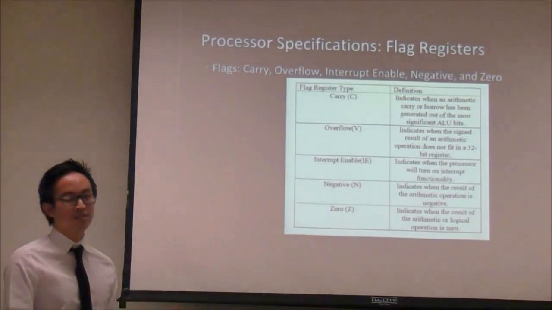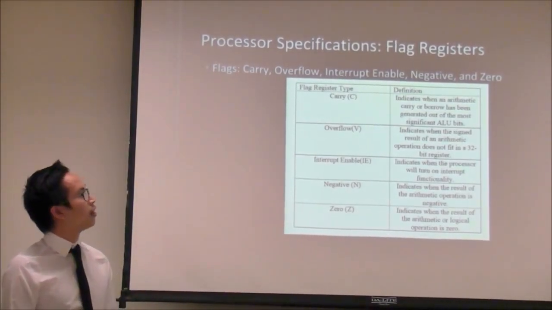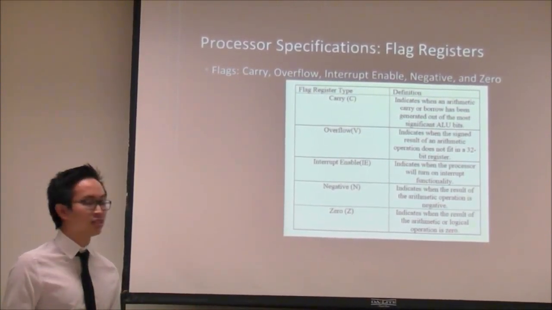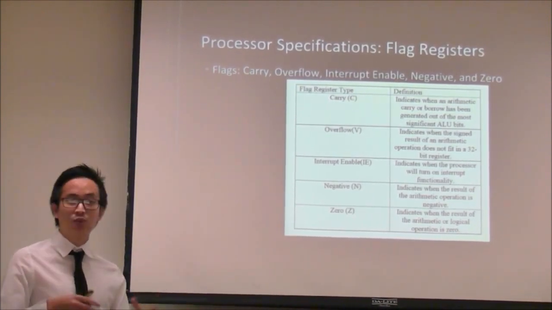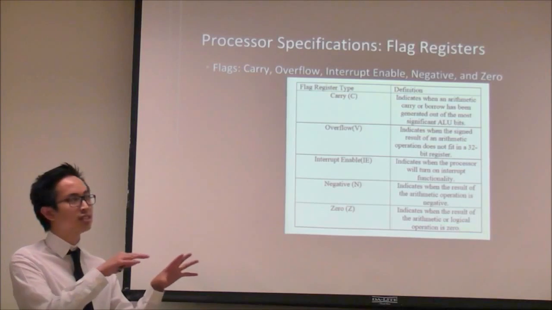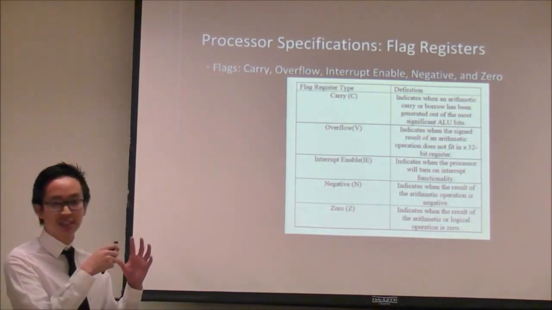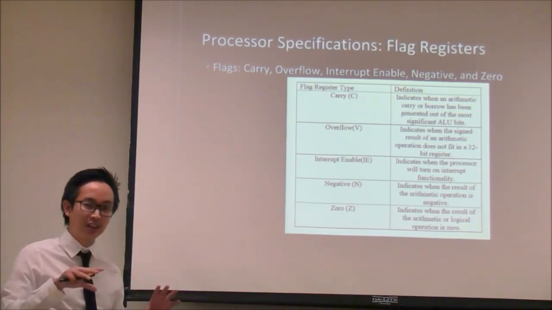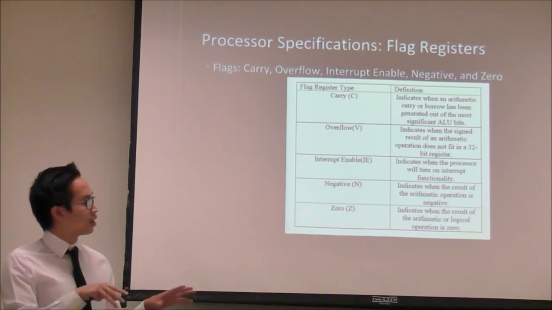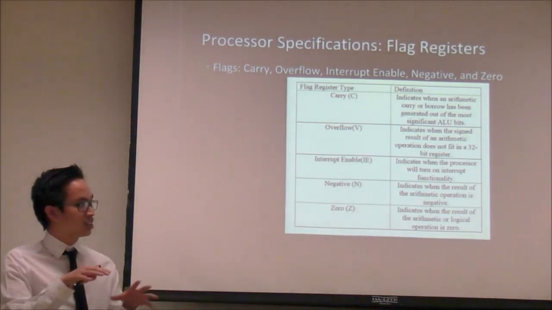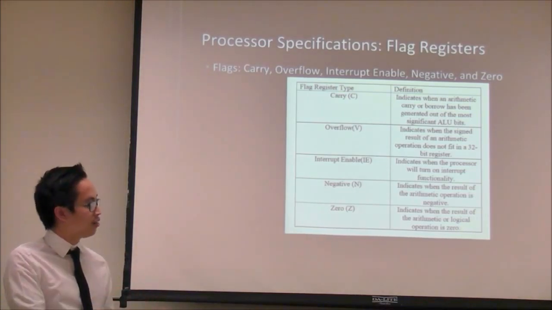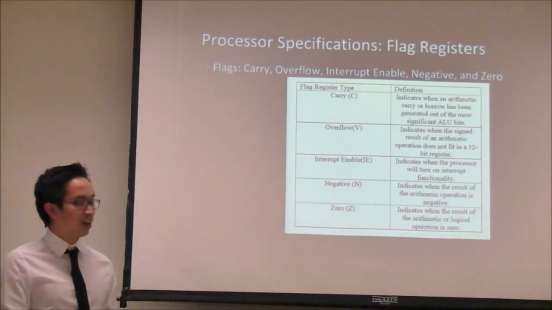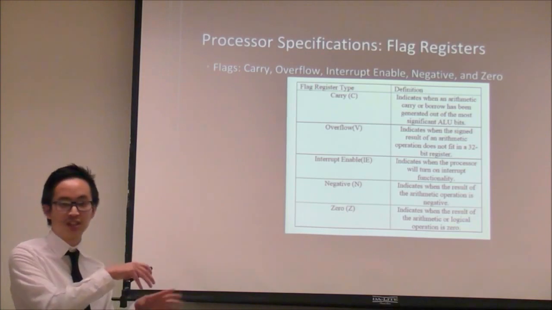And next I want to talk about our flag registers. So we have 5 different flags. We have our carry flag, our overflow flag, our interrupt enable flag, our negative flag, and our 0 flag. Our carry flag indicates when an arithmetic carry has occurred in the most significant bits of the ALU, and following that is the overflow flag, which indicates when the signed result of an arithmetic operation does not fit inside a 32-bit integer register. And then our interrupt enable indicates when the processor will turn on interrupt functionality, followed by our negative flag, which indicates when the result of the arithmetic operation is negative, and our 0 flag, which indicates when the arithmetic or logical operation is 0.